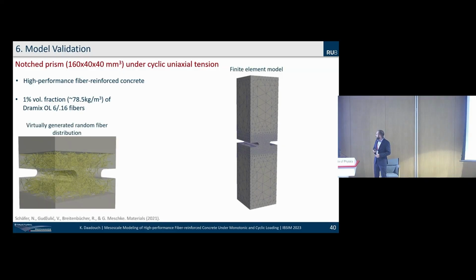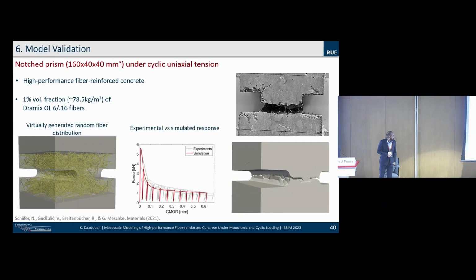Now, this is a test to validate our fiber model. It's a notched prism specimen. In this region, we have generated synthetically some fiber mixture, and when we compare it with the experiment, we are in very good agreement. And you can see here the hysteresis. They are very thin, but these hysteresis are not due to contact. These are hysteresis coming from what fibers can carry in tension. We apply tension and remove it.